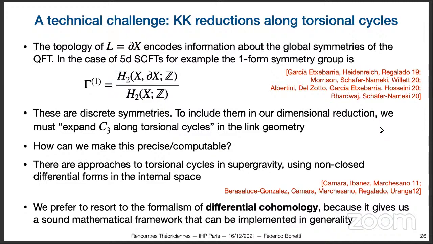Now, how can we do that? Clearly, a torsion cycle will not have harmonic form representatives in the usual sense. Now, there are approaches that use non-closed forms to do this, and they have been successfully applied in some examples. But what we prefer to do is to change gears and use something a little more sophisticated than differential forms, namely differential cohomology, because it's true that it's a little bit more abstract, but in my opinion, it's a bit more mathematically sound, and it's also more flexible because, at least in principle, it can be applied in more systematic ways, whereas these other approaches seem to be harder to generalize in a systematic way.